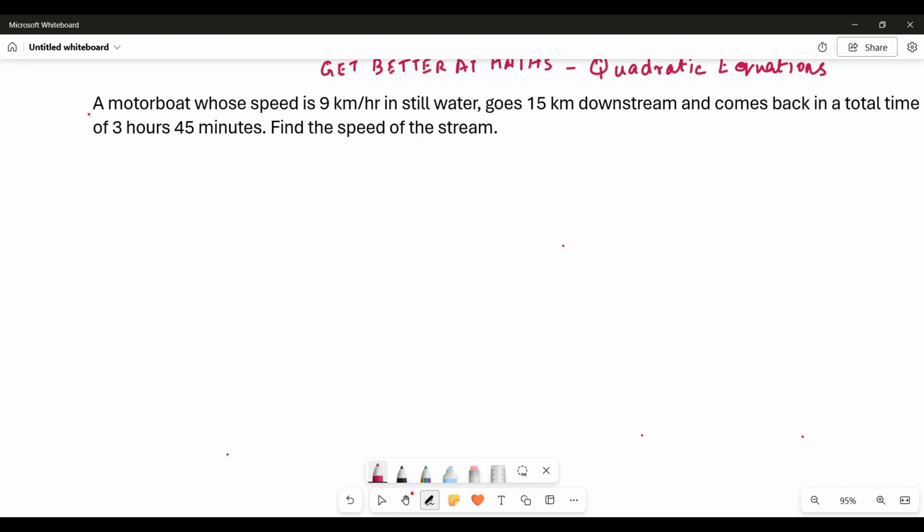The question is: a motorboat whose speed is 9 km per hour in still water goes 15 kilometers downstream and comes back in a total time of 3 hours 45 minutes. Find the speed of the stream. They are asking us to find the speed of the stream. So let us write what is given and what we have to find first.